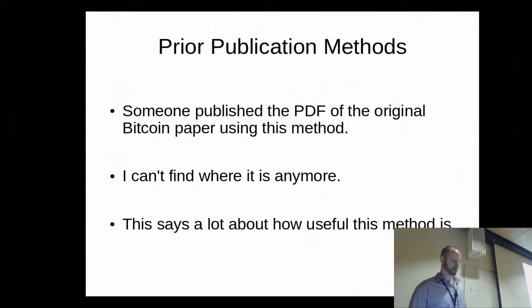Somebody used this method to publish the original Bitcoin paper, the original PDF. I think it was maybe 175K. So they used this to publish into the blockchain already. When I was making these slides though, I couldn't find it anywhere, which is kind of funny because I think that says a lot about this publication method as a whole. It's like, okay, it's there, but I can't find it, I can't extract it, so how useful is it really? It might as well not be there.